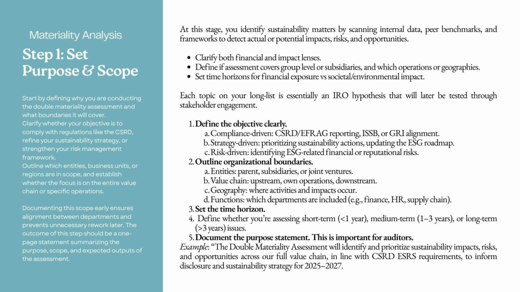The outcome of this step should be a clear, documented purpose and scope statement. This document is critical for internal alignment and future assurance, as it explains the intent, boundaries, and expected outputs of the assessment. At this stage, sustainability matters are identified by scanning internal data, peer benchmarks, and relevant frameworks to detect actual or potential impacts, risks, and opportunities.